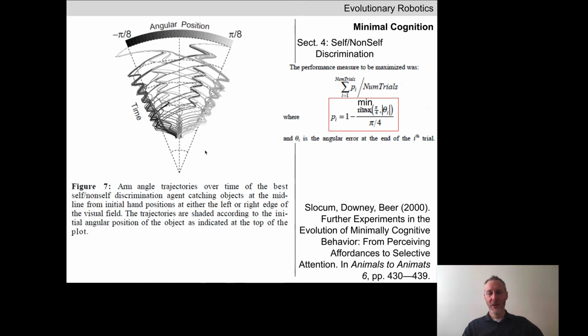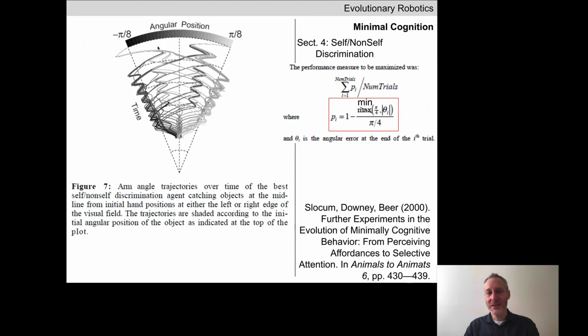Okay, this is my favorite figure from this paper, but it is the trickiest one. It's going to take a little bit to digest this one, so bear with me here. Let's start with the trajectories. There's a whole bunch of trajectories that have different shades of gray, and the shades of gray are shown up here.